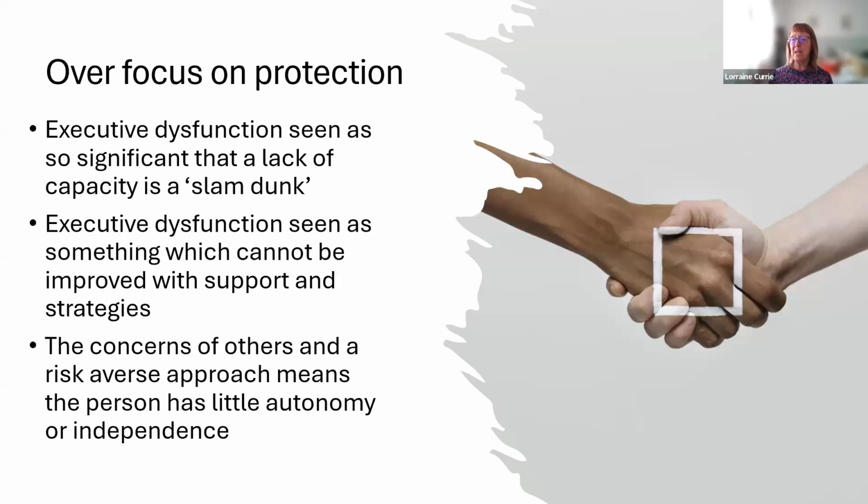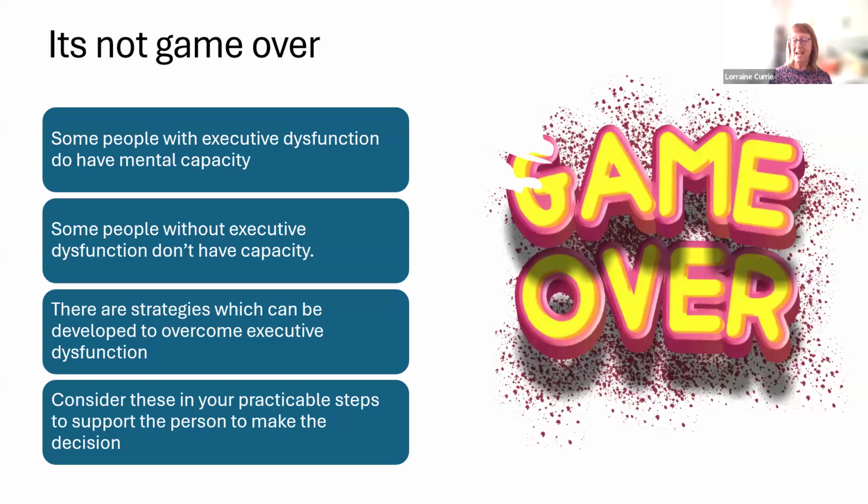Sometimes we can say that somebody has executive dysfunction and therefore they lack capacity. It's seen as something that cannot be improved or supported, and that isn't the case. There are strategies of support that can be put into place that help people who have executive dysfunction. And we equally don't want to see ourselves in such a risk-averse situation that we're ruling people out of any chance of making decisions in their own life.